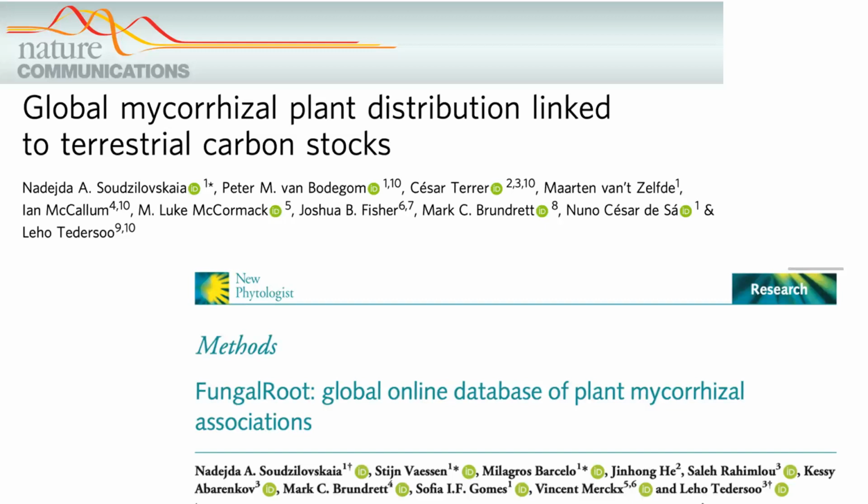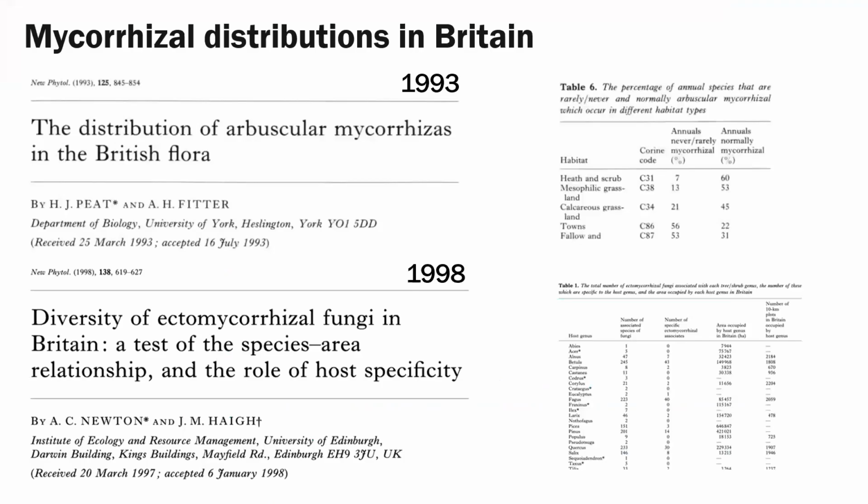mycorrhizal plant distribution with terrestrial carbon stocks, but the data they have is again inferred from above ground data, and the data sets available on how much roots are colonized by different mycorrhizal fungi are very limited. If we look in the UK and try to find maps of mycorrhizal distributions, there is very little data, it mostly comes from the 90s, and there are not really maps. The impact that plants have on ecosystem functioning is mediated by mycorrhizas, but we have very little information about their distributions.